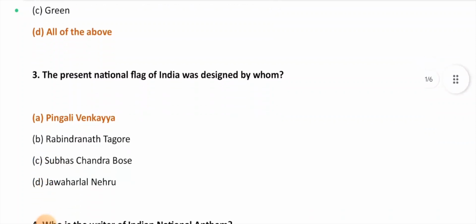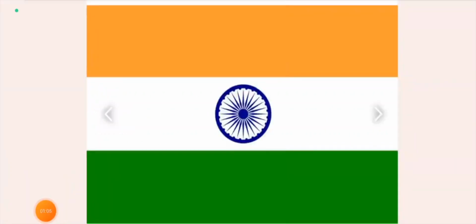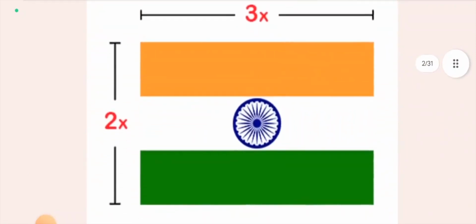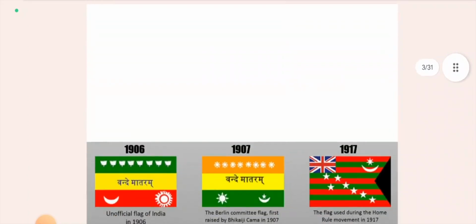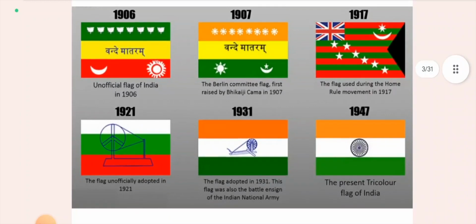Third one, the present national flag of India was designed by whom? Answer Pingali Venkayya. This is the present national flag of India, and the ratio of length to width of our national flag is 3:2. Now we shall see the national flags before the present national flag.